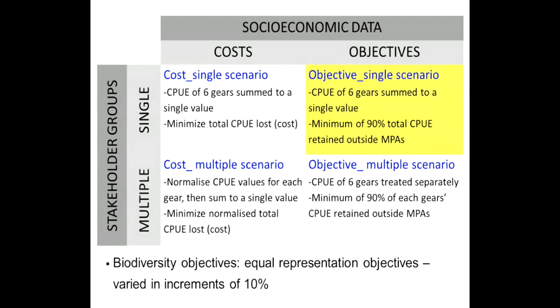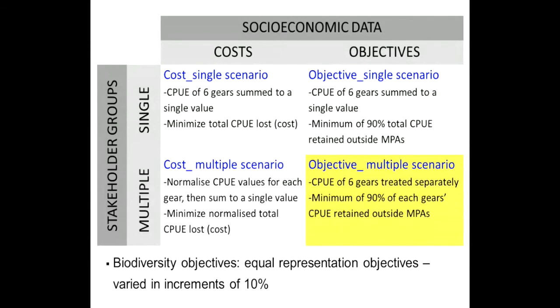In this scenario, I again treated stakeholders as a single group by summing CPUE values to form a single data layer, but this time I used this data in an objective sense. So I set an objective here to ensure that a minimum of 90% of total CPUE was retained outside MPAs. And in this scenario, the objective multiple scenario, I treated stakeholders as multiple groups by treating the CPUE data for each of the different gears separately and setting explicit objectives for each of those different gears. That was to ensure that 90% of the CPUE of each of those gears was retained outside MPAs.